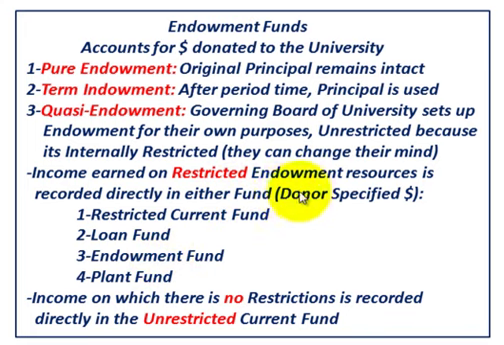Now, income earned from a restricted endowment, the resources are recorded directly in either of the funds that we'll look at here, and it's really based on donor specified use of those dollars. So with a restricted endowment, any income earnings can go into the restricted current fund, a loan fund, the endowment fund, or a plant fund. Now, income for which there are no restrictions is recorded directly in the unrestricted current fund. So with restricted income earned, it can go into any of these funds, but if there's no restrictions, then it would go directly into the unrestricted current fund.